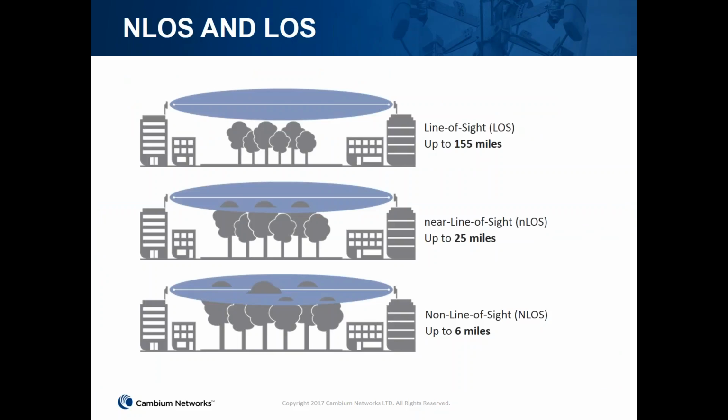For line of sight, the PTP 670 can easily go up to 155 miles. For near line of sight, based on the Fresnel zone, it can go up to 25 miles. And for non-line of sight, it can go up to 6 miles.